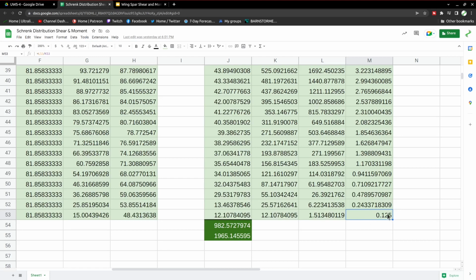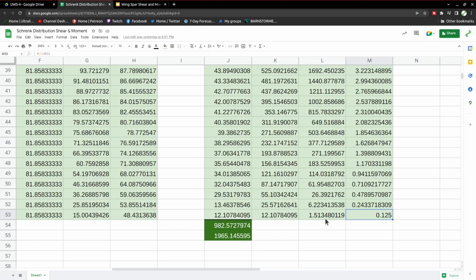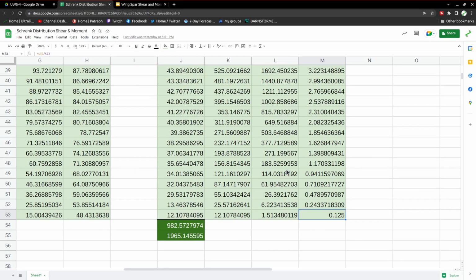Now this is that length arm. We just calculated that big L. So that length arm is this value right here, this L. Now it just so happens that for this outer section, that length arm is going to be the exact same thing as the difference between our Y1 and our Y average. So basically 1.5 inches. Now let's go to the next section in.